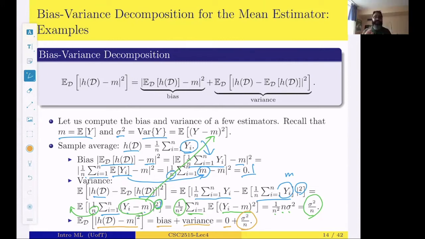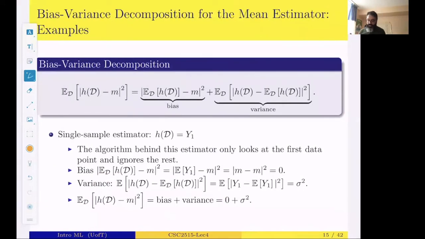The error depends on the variance of the random variable y. You see that sigma squared appears in this error, but it is diminished with the rate of 1 over n. As you can imagine, if we have only n equal to 1, the error would be larger compared to when n is larger. The single sample estimator would be a special case of it. It is unbiased, but the variance is high, sigma squared.